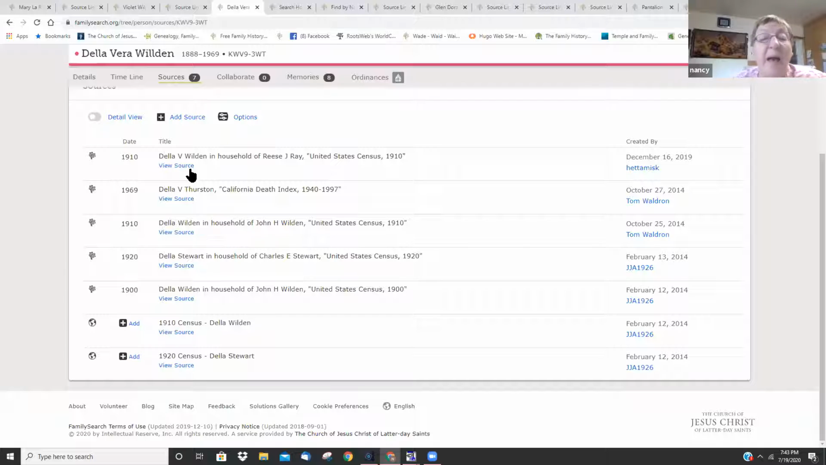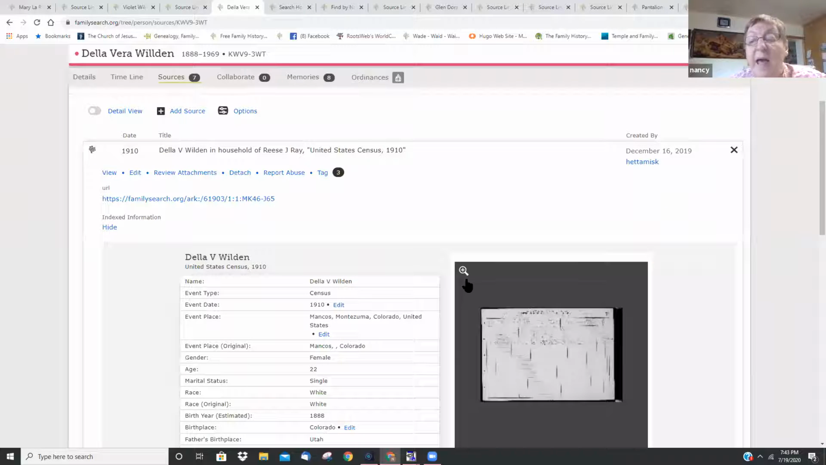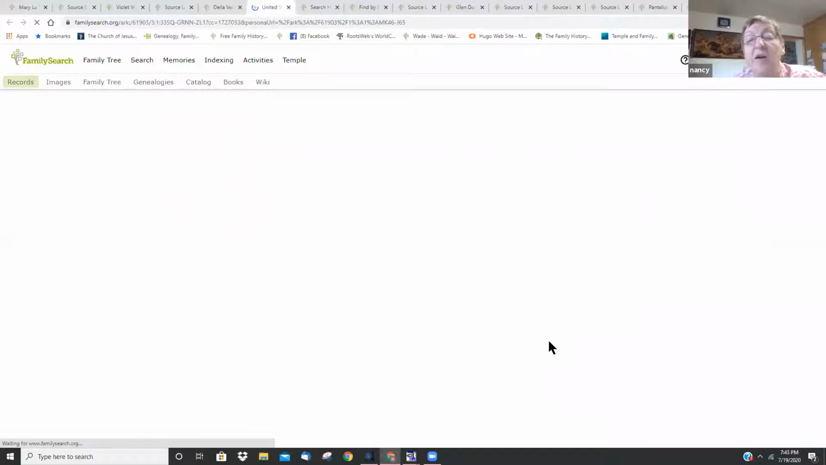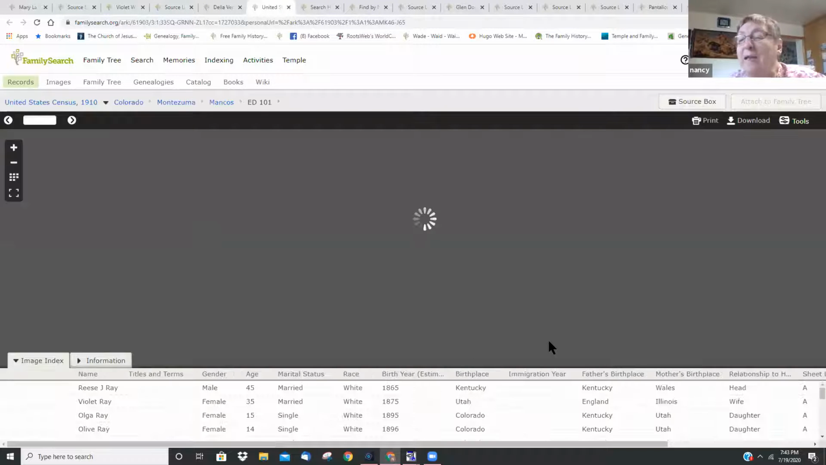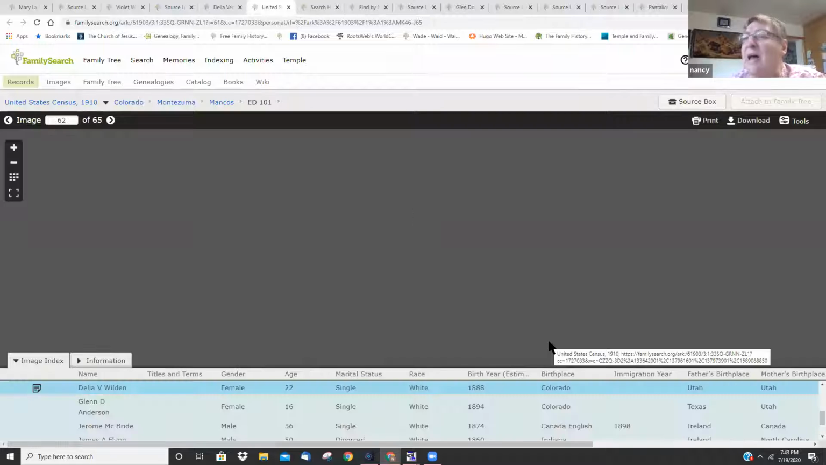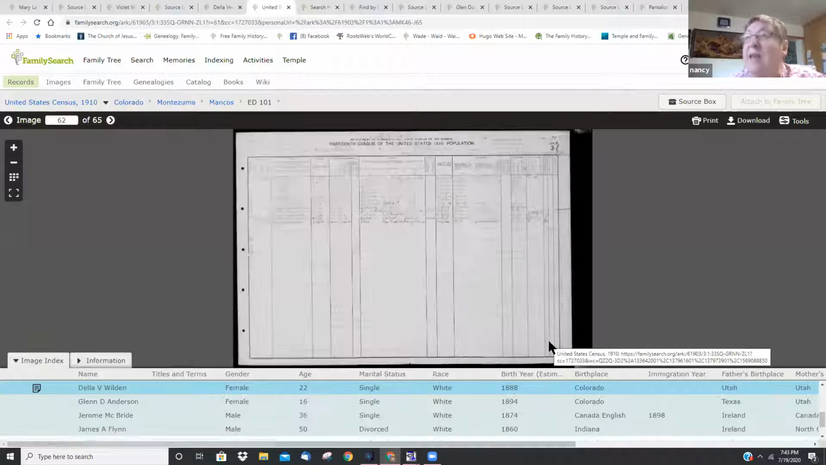Now, if I go back to this first one and I click on the image and look closer, I can find out that Della is working in a hotel. And Glenn Dora is also working in the hotel. That information is right over here in the corner on the census.